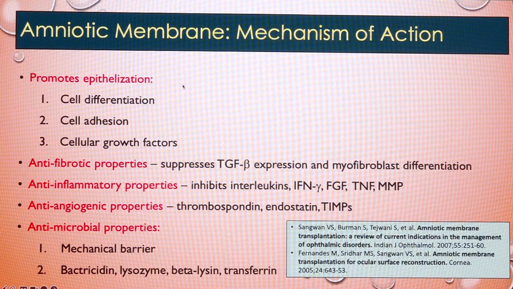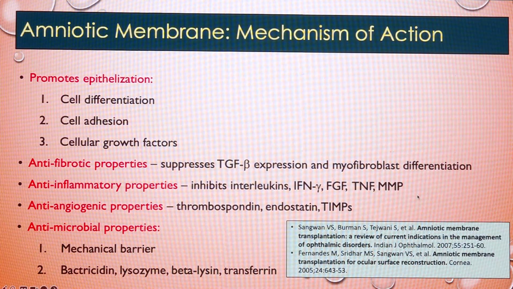One, it promotes epithelialization, all aspects of it. It promotes cell growth, cell differentiation, and cell adhesions. It has got antifibrotic properties by suppressing TGF-beta and myofibroblast differentiation. As we all know, all these chemical injuries, Stevens-Johnson's, basically induce a tremendous amount of fibrosis on the ocular surface. So in the acute stage, amniotic membrane will help in arresting that fibrotic process. It also has anti-inflammatory properties, including IL-10, interferons, fibroblast growth factor, TNF, and MMP9.